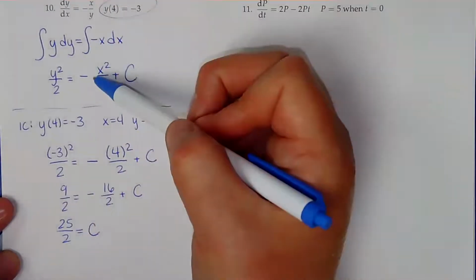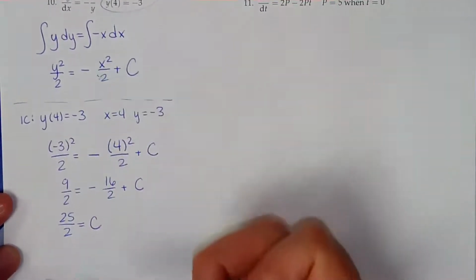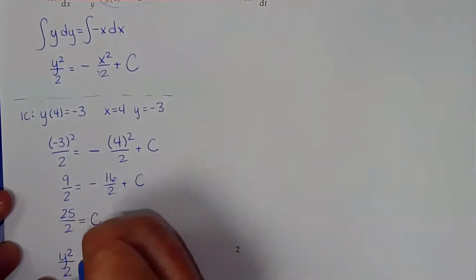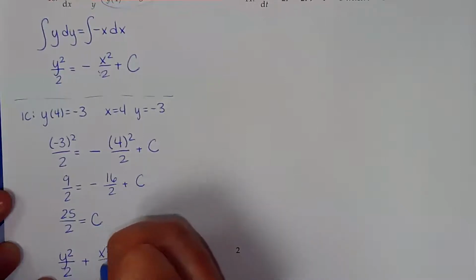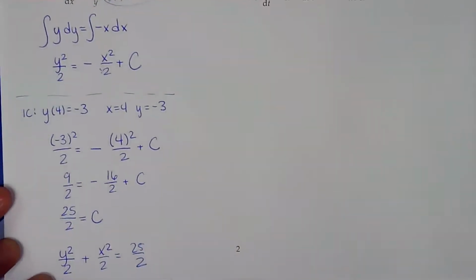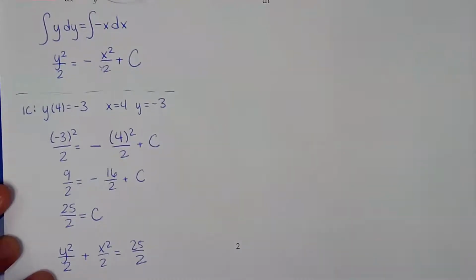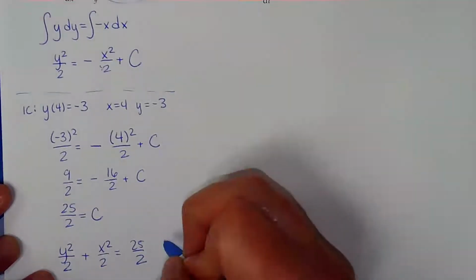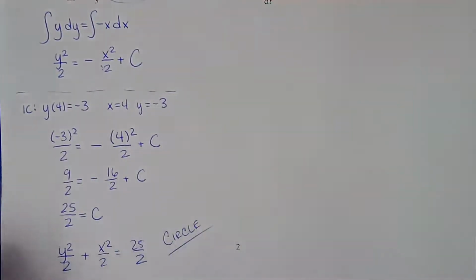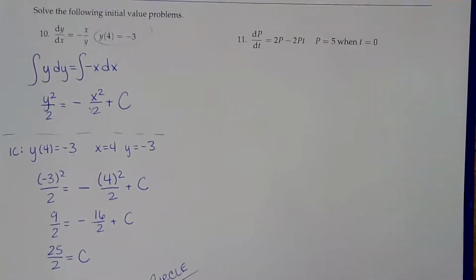And I'm going to go ahead and plug that in so I can get my final answer here. So I have y squared over 2 plus x squared over 2 equals 25 over 2. Let's see if you recognize what this solution is. This is x squared plus y squared equals 25. So that is a circle. So our solution here is a circle.